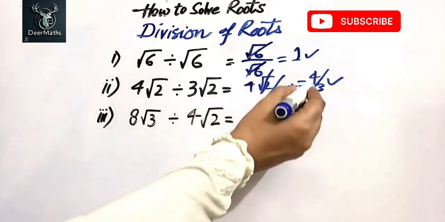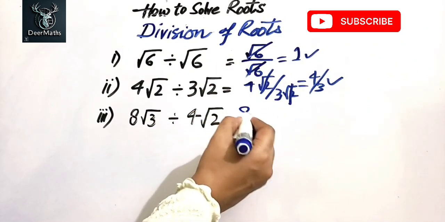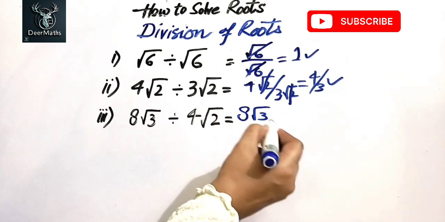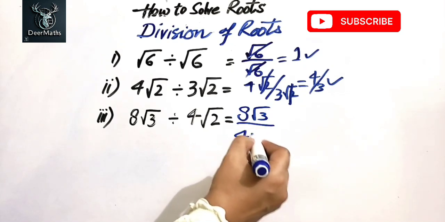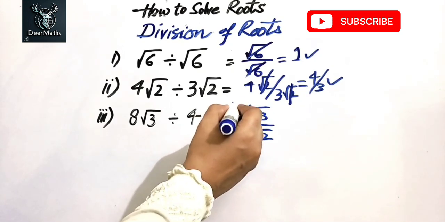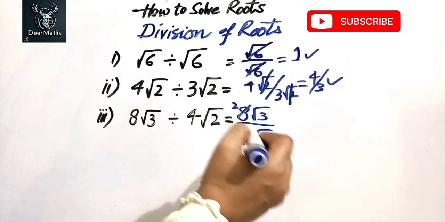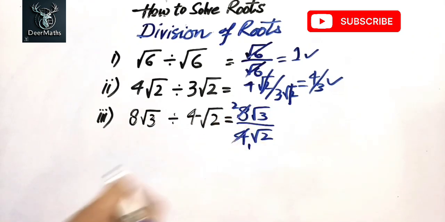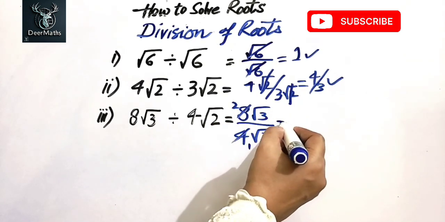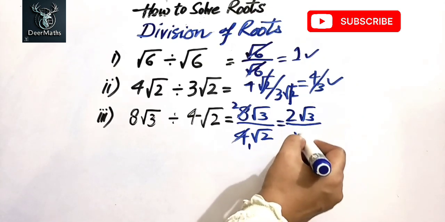So here the root values are the same. Now the root values are different. How can we divide? 8 under root 3 divided by 4 under root 2. Now 4 ones are 4 and 4 twos are 8. Okay, now the coefficients are divided, but the root signs are not divided. So how can we solve this type of question? Now you have the answer 2 under root 3 upon under root 2.